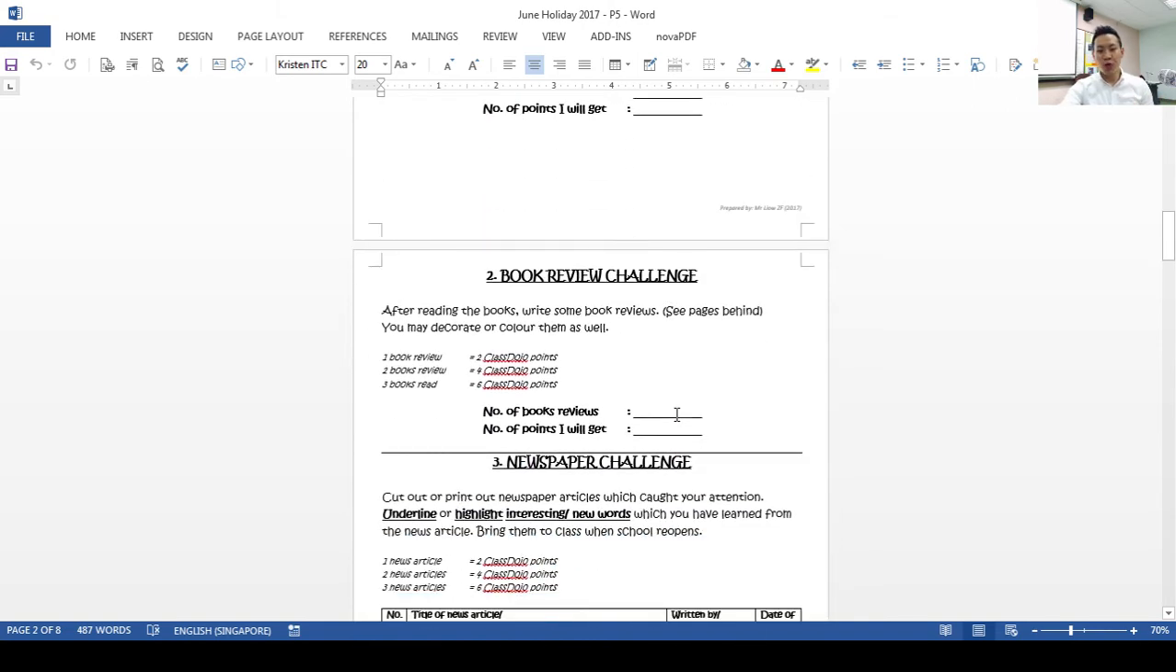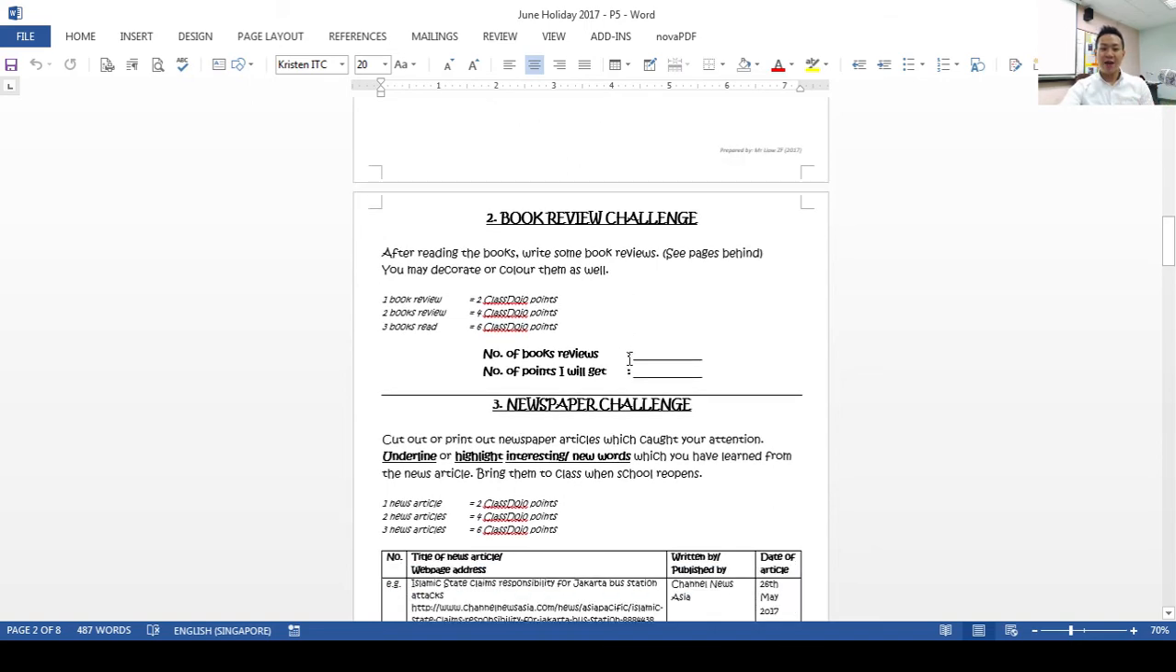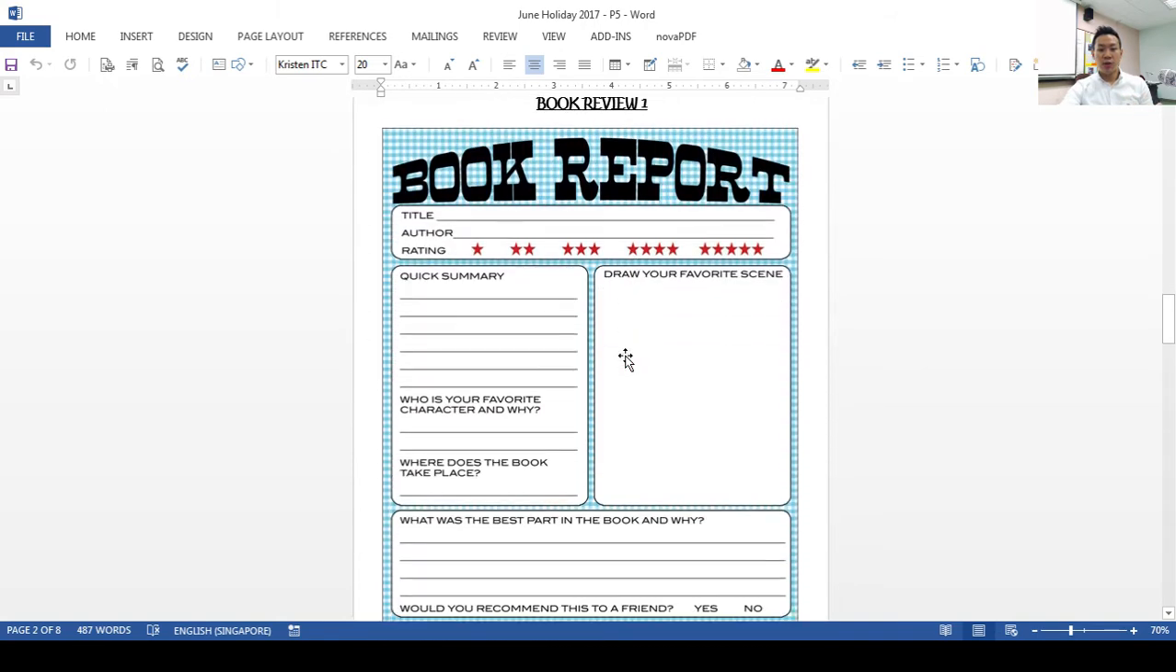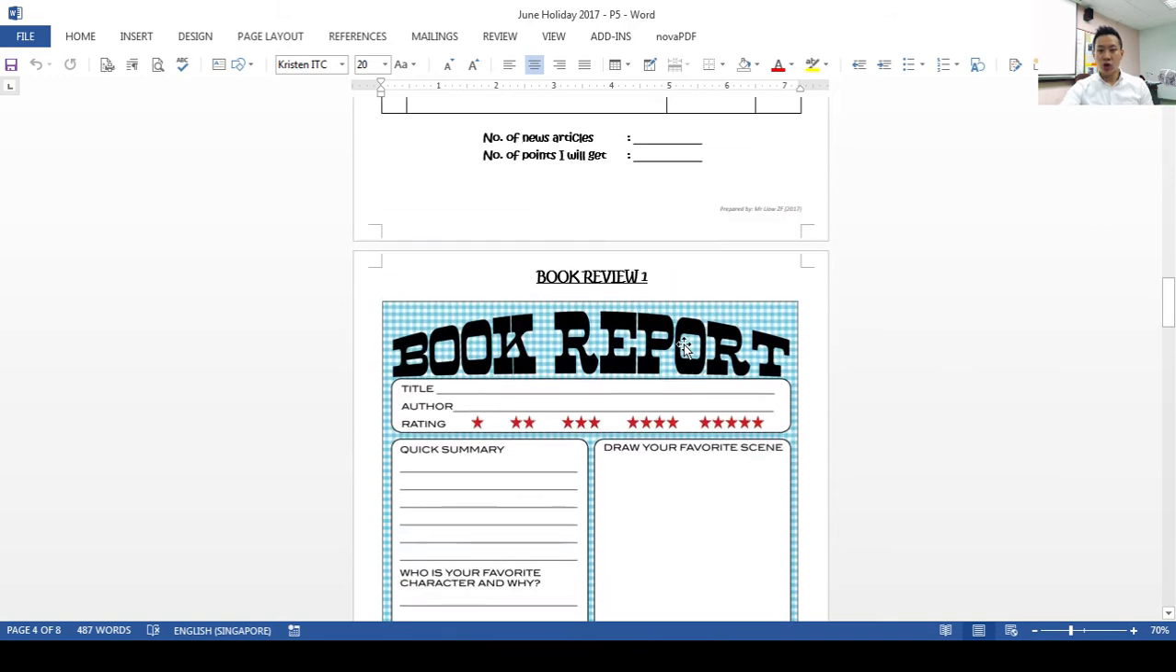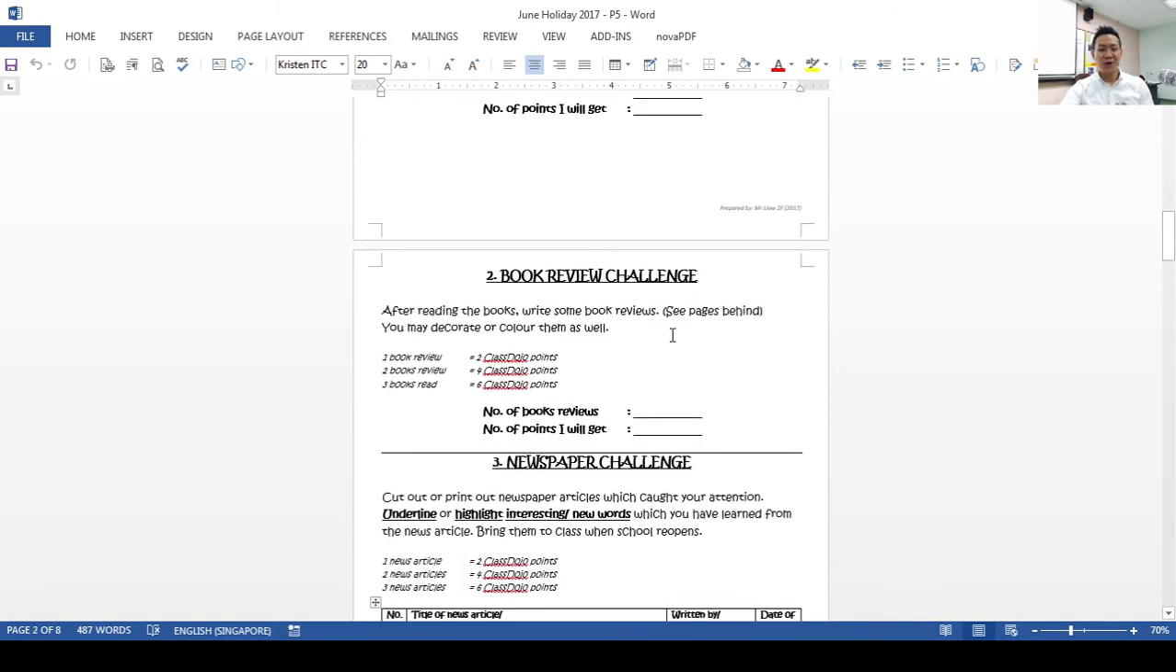The second challenge will be the book review challenge. Other than reading itself, for them to pick up 1, 2, or 3 books, again, they earn points through participating in this book review challenge. Okay, I've attached at the back in the subsequent pages some book reports for them to fill up some of their thoughts, and also some of the parts of the books, to fill up these 3 pages itself. Okay, that is for challenge 2.